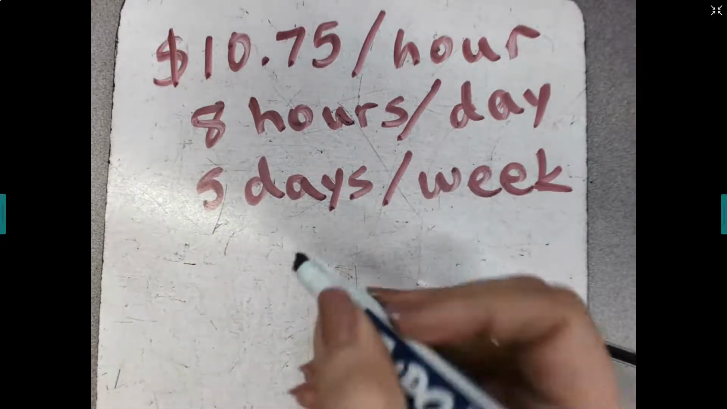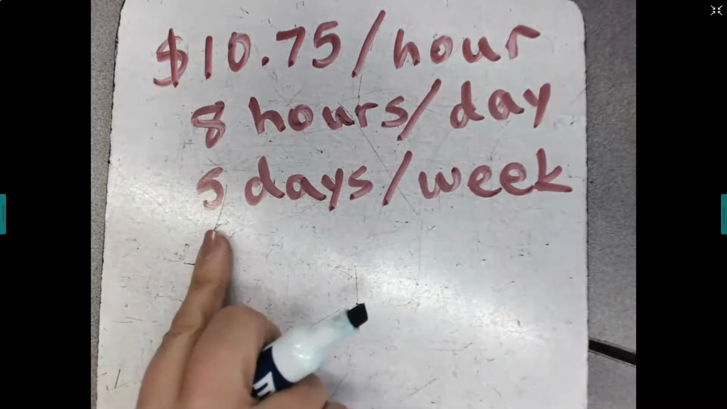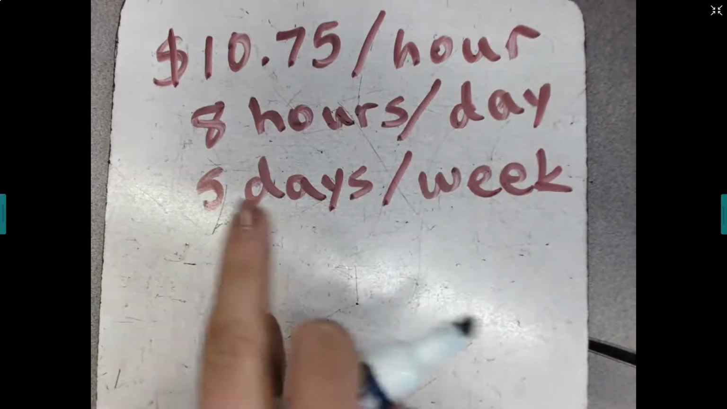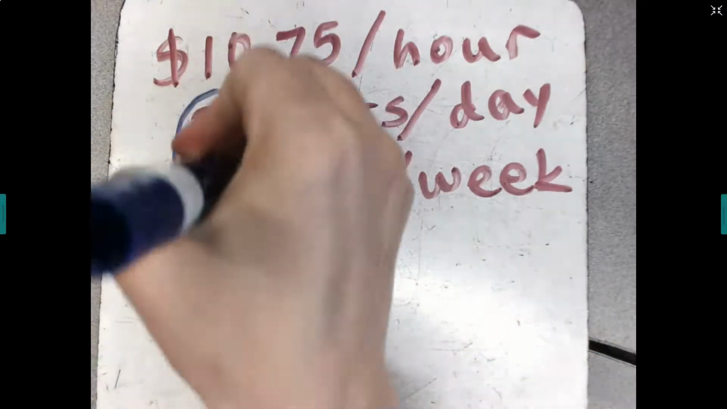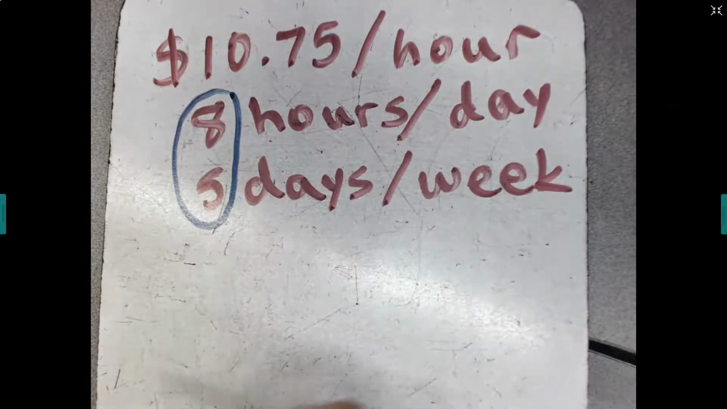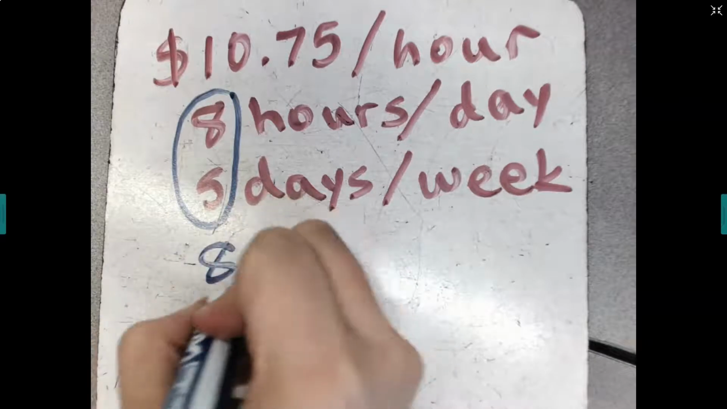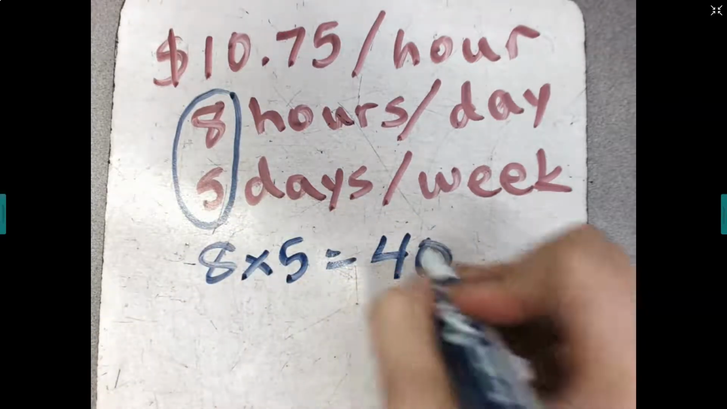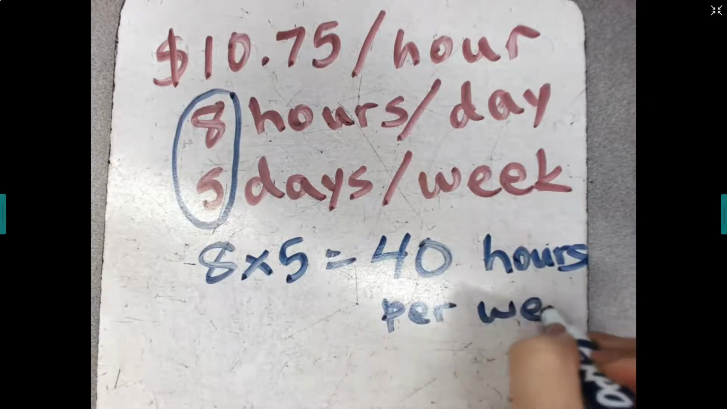So one way to do this is to figure out how many dollars he makes in 1 day and then multiply it by the amount of days in a week. Or you can figure out how many hours he works each week and then multiply that by the dollars per hour. Okay, so if you're going to do that second strategy, then you would do 8 times 5 equals 40 hours. He works 40 hours per week.